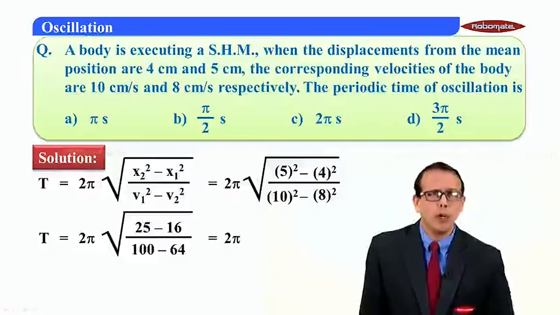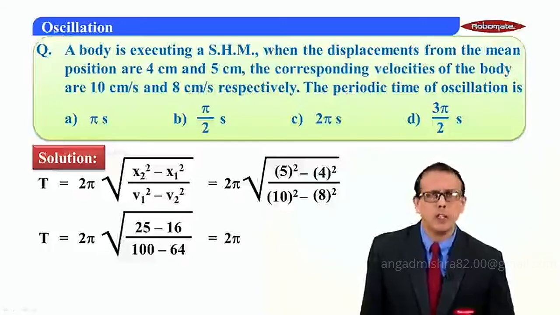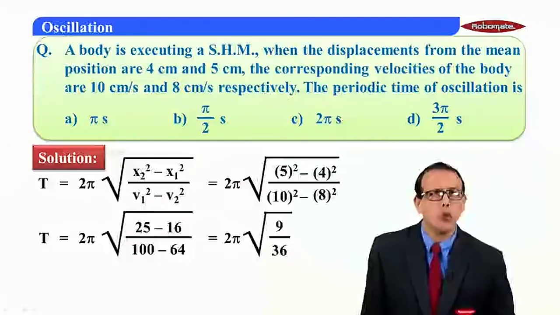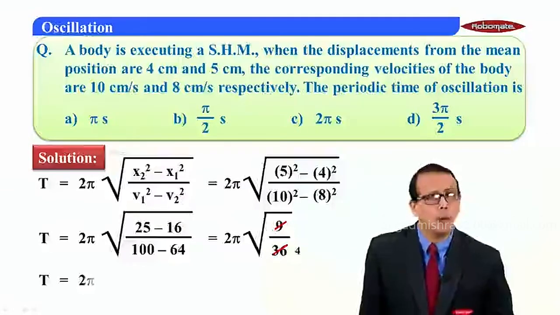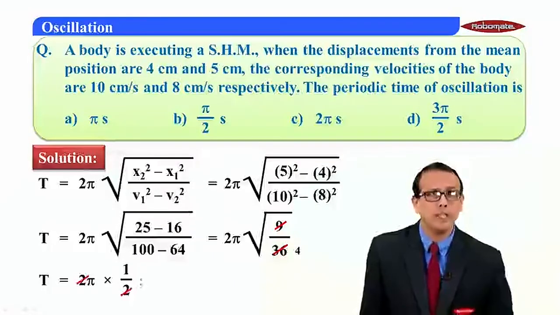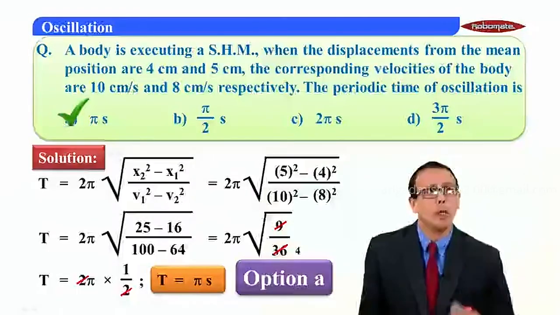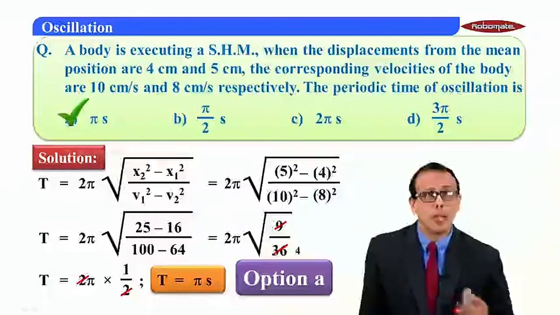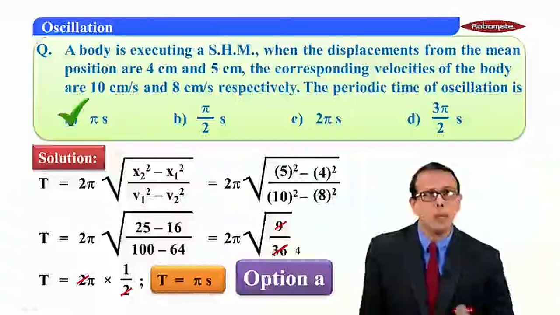Students, we know 25 − 16 will be 9 and 100 − 64 is 36. Therefore, the next step, root of 9/36. 9 4s are 36 and hence the next step becomes T is equal to 2π into root of 1/4, which is half. Let's cancel 2 and hence the answer is T = π second, that is nothing but our option A.